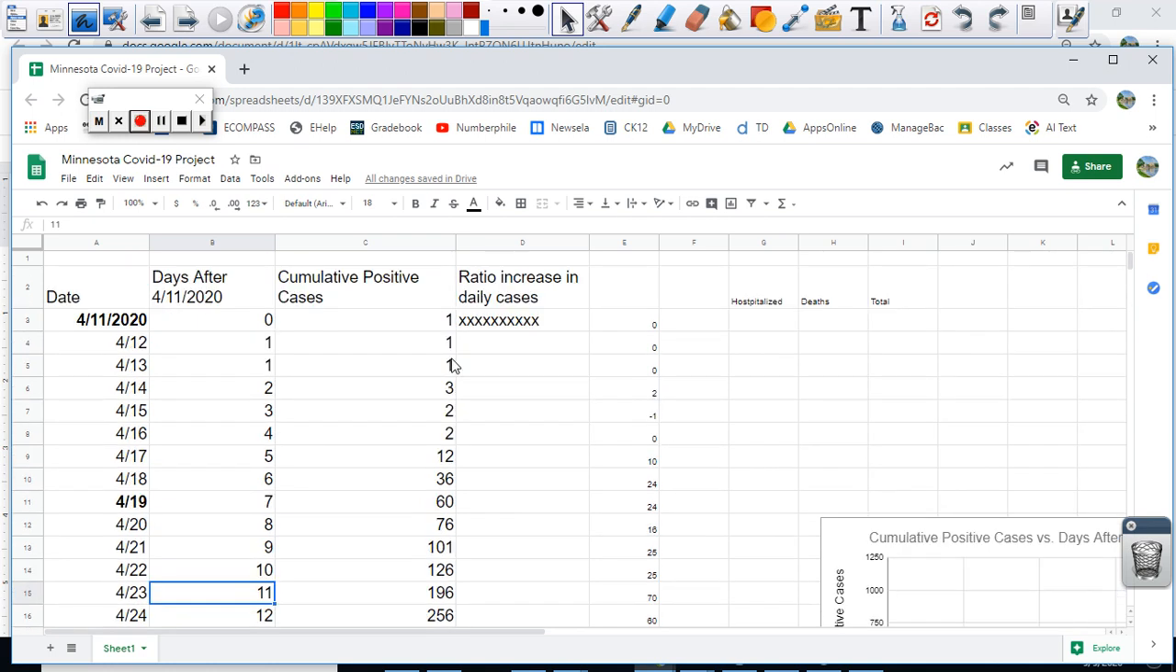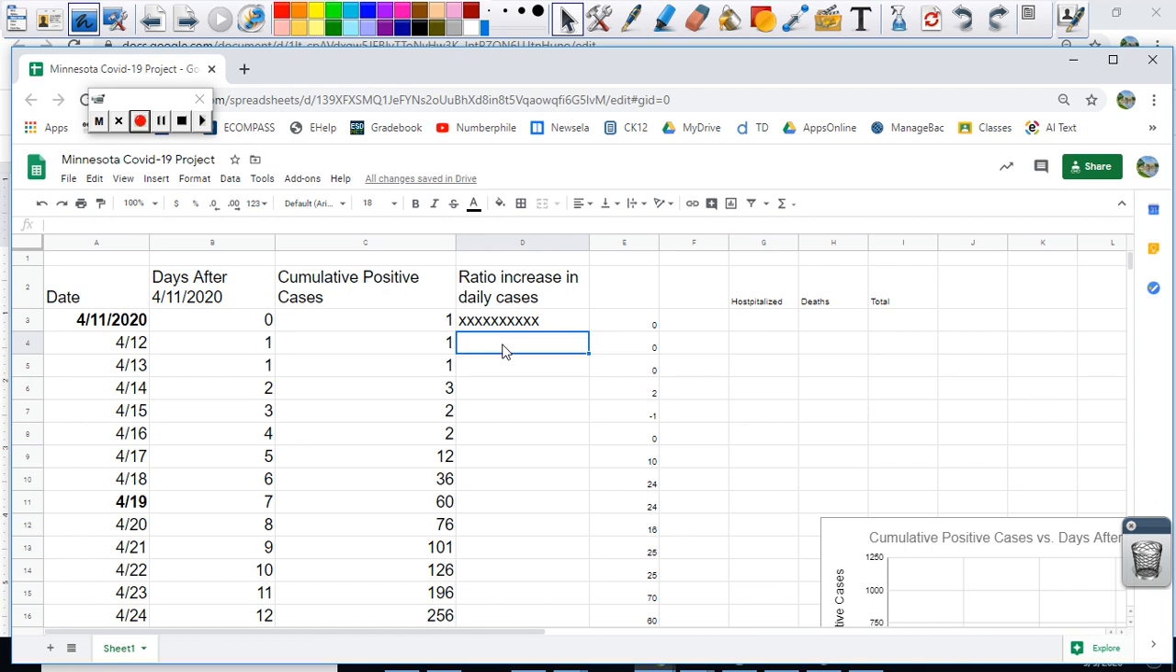But what I want to show you is how can we build the ratio. This ratio will be the base of our exponential equation. So to start, we have to think about how does that ratio build? Well, it multiplies. So 1 times some number gives us 1. 1 times some number gives us 3. 3 times some number gives us 2, and so on. And so what we're going to do here is go backwards.